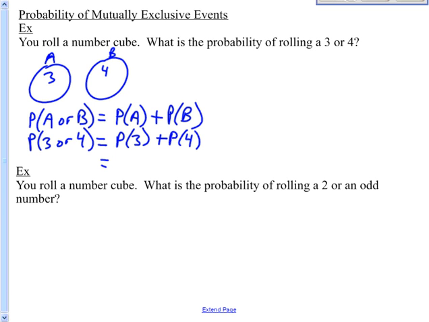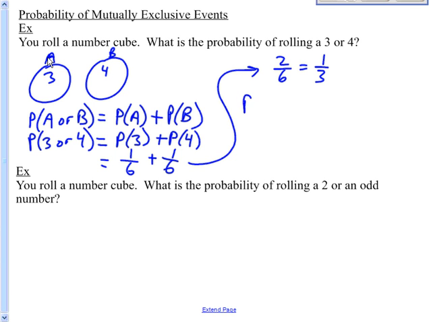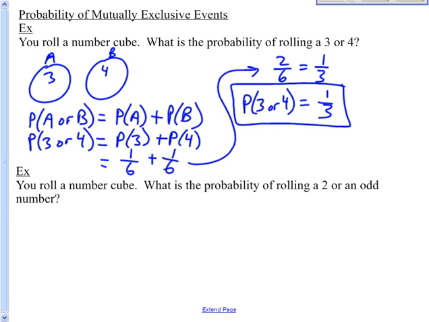If you roll a 3 on a number cube, you have a 1 in 6 chance. There's one number there, and then you have a 1 in 6 chance of rolling a 4. So this ends up being 2 in 6 or 1 in 3. So the probability of rolling a 3 or a 4 is 1 in 3. And this is a pretty intuitive one because you're thinking, well, out of 6 numbers, I've got 2 of them that are kind of winners, if you will, a 3 or a 4. So 2 out of the 6, which is a 1 in 3 chance. But again, you have to be careful and make sure that it's mutually exclusive to use this formula, probability of A plus probability of B. It's got to be mutually exclusive.